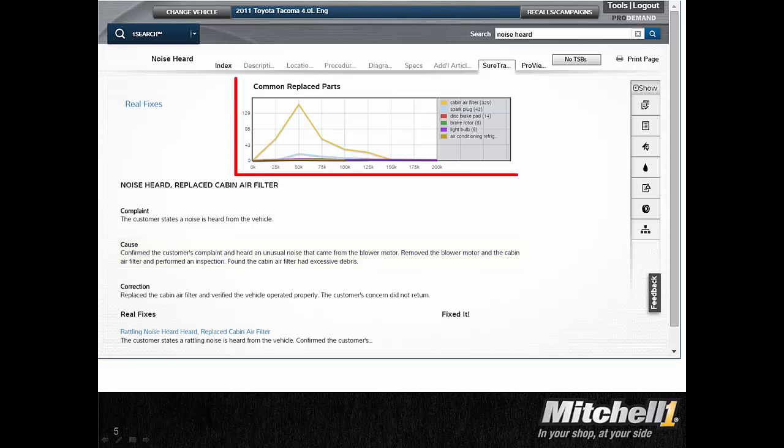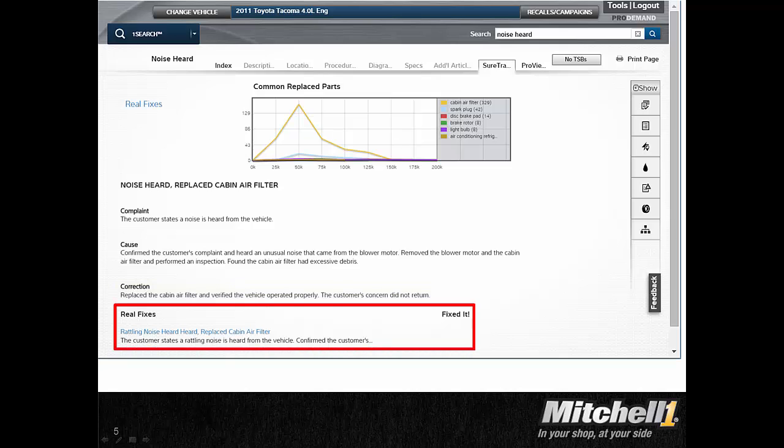The top graph that you're looking at is the common replaced parts for this symptom, and the cabin air filter, you see, actually tends to be replaced on this vehicle mostly around 50,000 miles. Well, this particular Toyota had about 83,000 miles on it, so we said, well, let me just pop that filter out very quickly, and he in fact did, and found that that's exactly what the problem was. So he didn't pull the blower motor, he just used this experience.